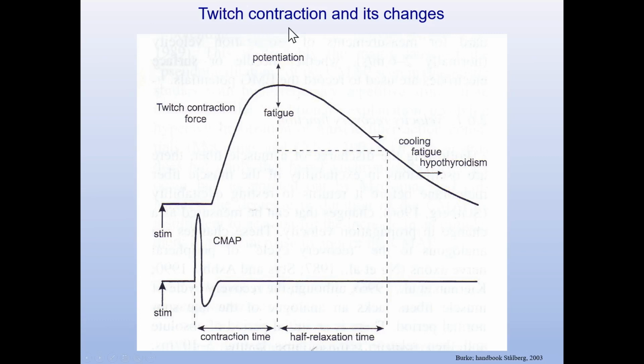Here is the mechanical response to a nerve impulse. Usually in the EMG lab we do not measure this, but perhaps we should do that in future. Here is the electrical event. It can be one muscle fiber, or in this case I have been thinking of the CMAP. After a short while this is followed by the mechanical twitch that reaches the maximum here after some 100 milliseconds and then returns to normal, and is dependent on cooling, fatiguing, and so on.